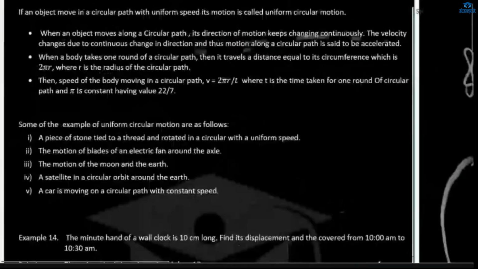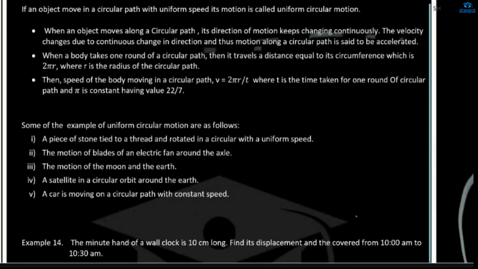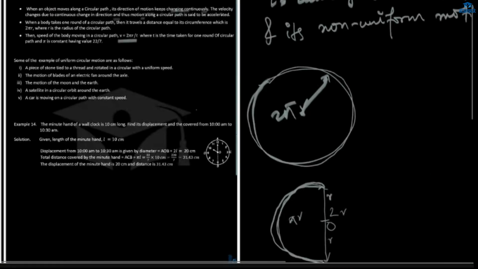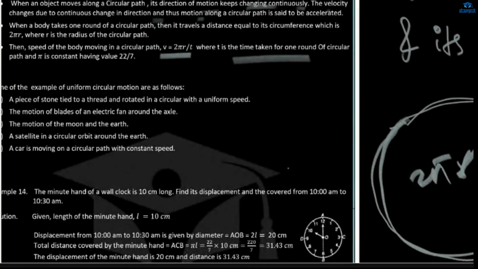The speed of the body moving in a circular path: obviously, speed will be distance upon time. So the distance is 2 pi r, and the speed is 2 pi r by t, if the body has traveled one full round. Here t is the time taken for one round of the circular path.